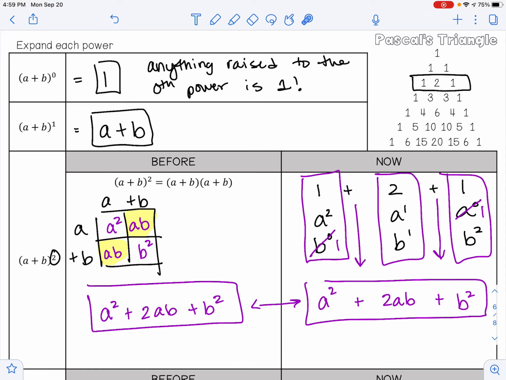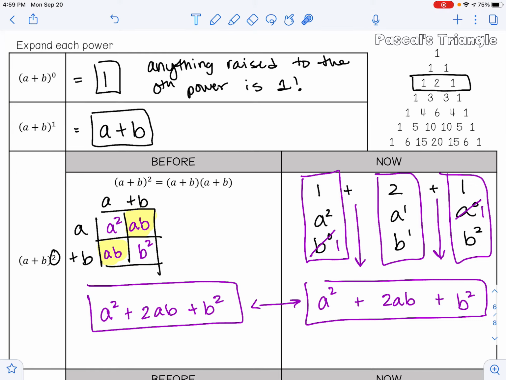How many ways were there to get b squared? Well, there's just 1 way to get b squared. B times b is b squared. That's why that coefficient is 1. So this is how you do it using Pascal's triangle, and that's what we're focusing on in today's class.